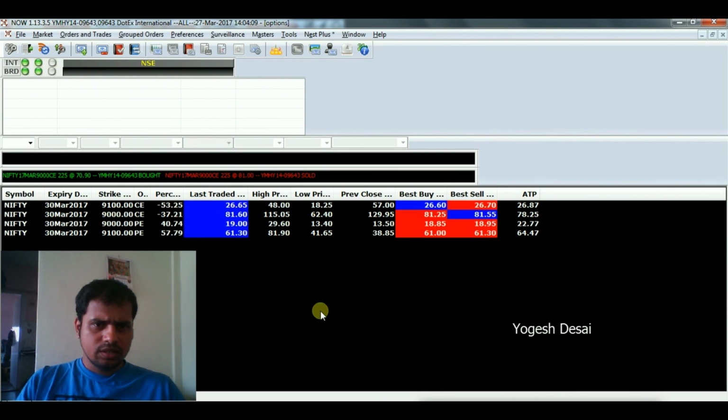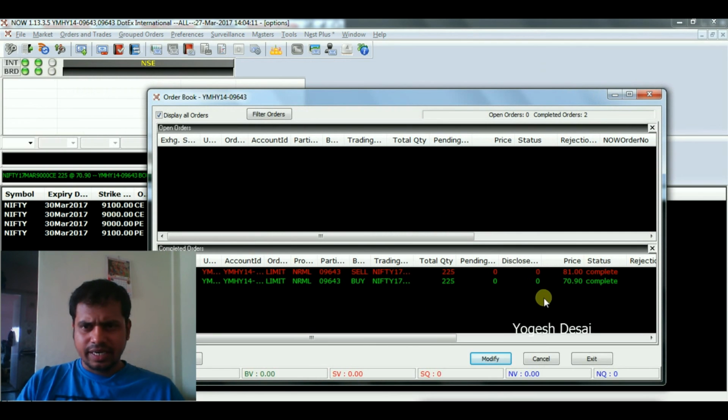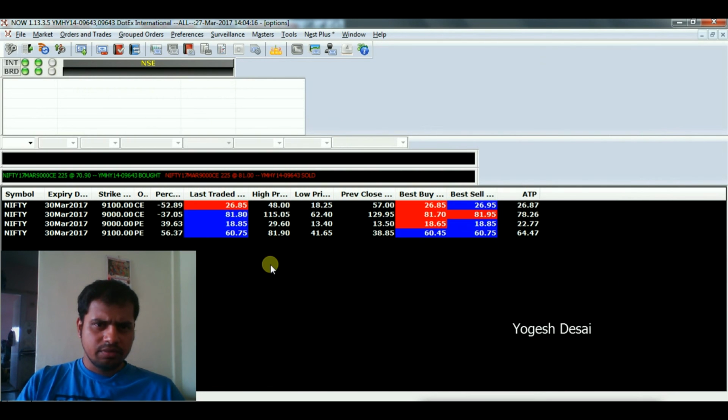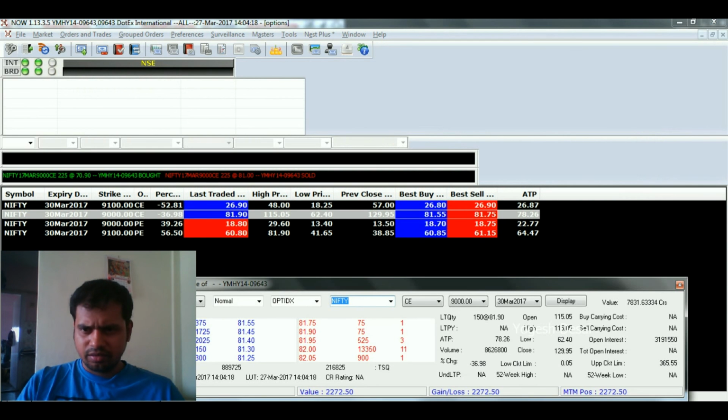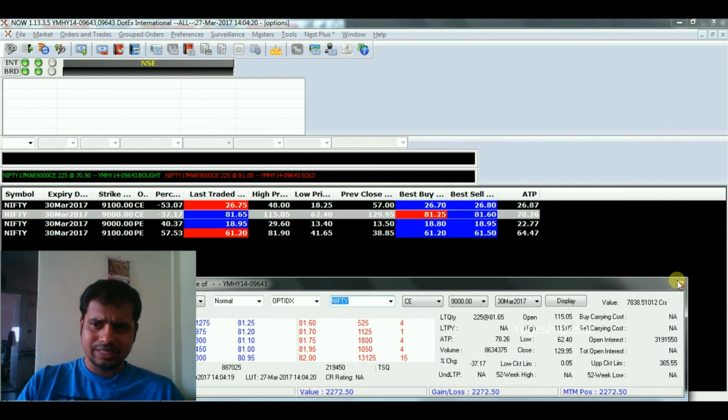You can see 81 complete, 79.90 complete. So we have made some money. So we have made some 2,272 rupees in 2 hours of trading.